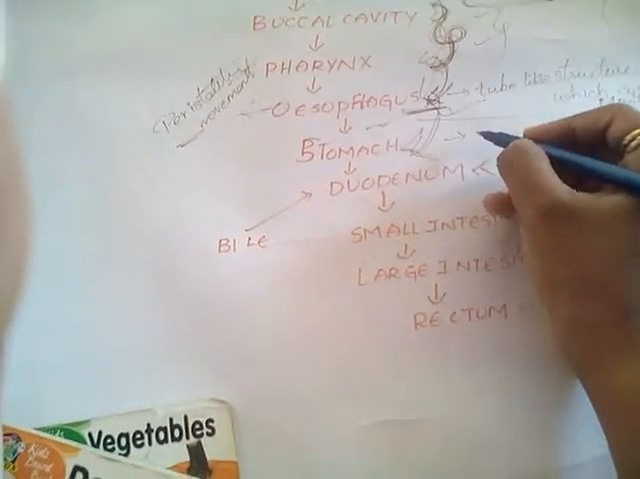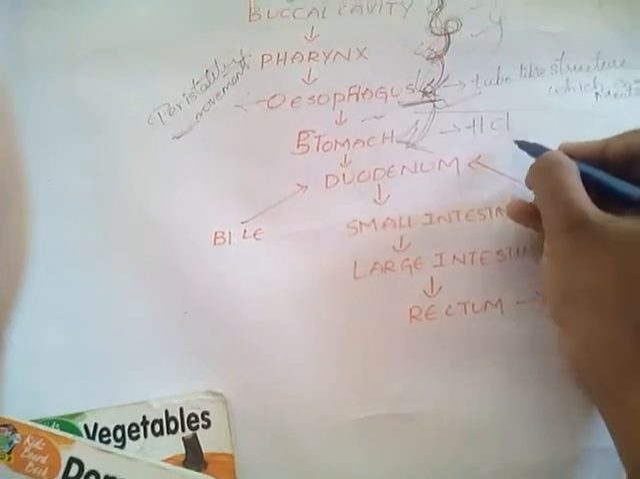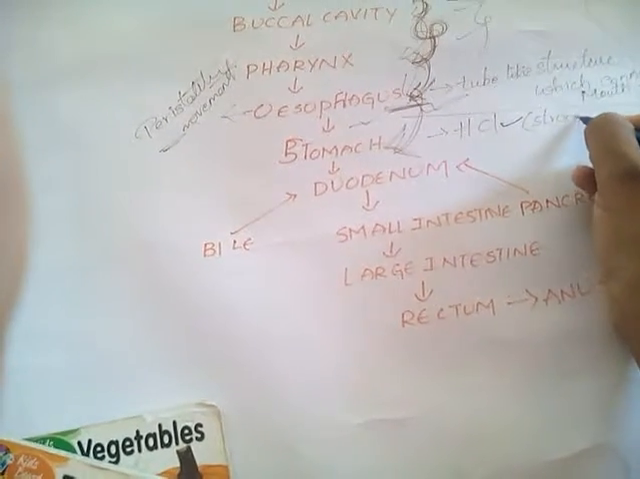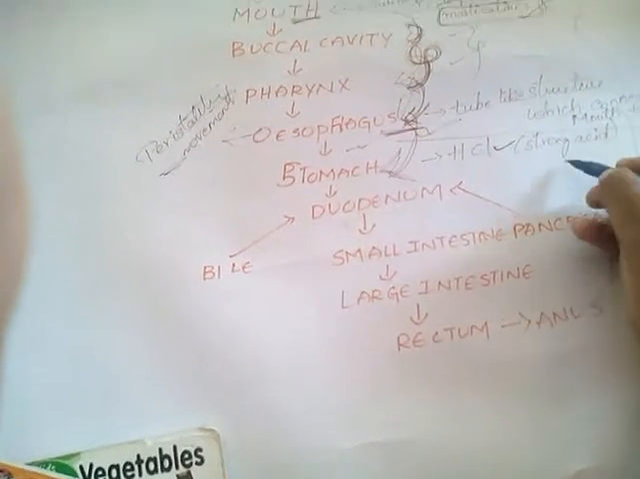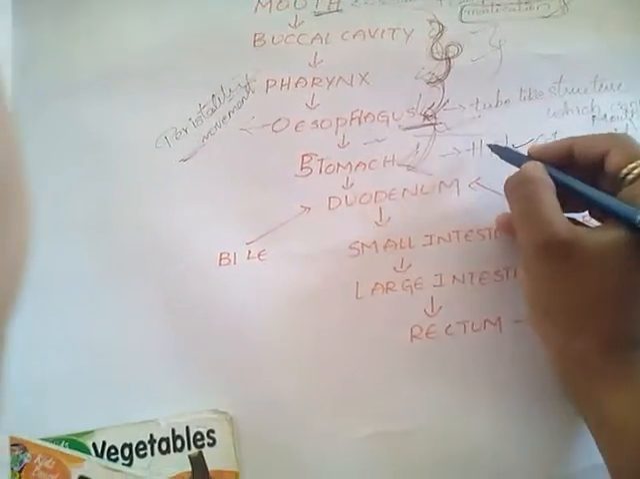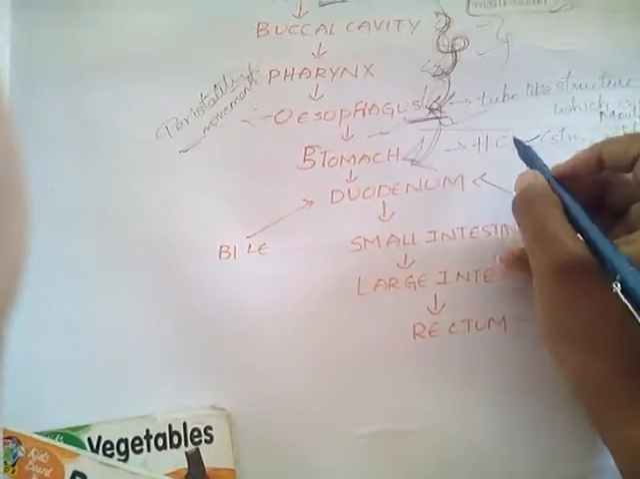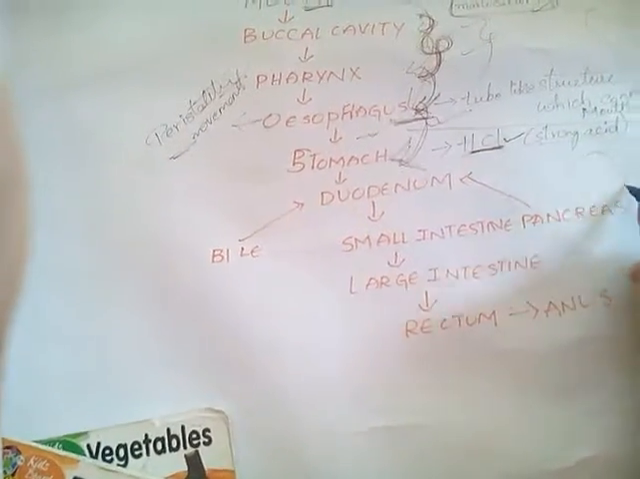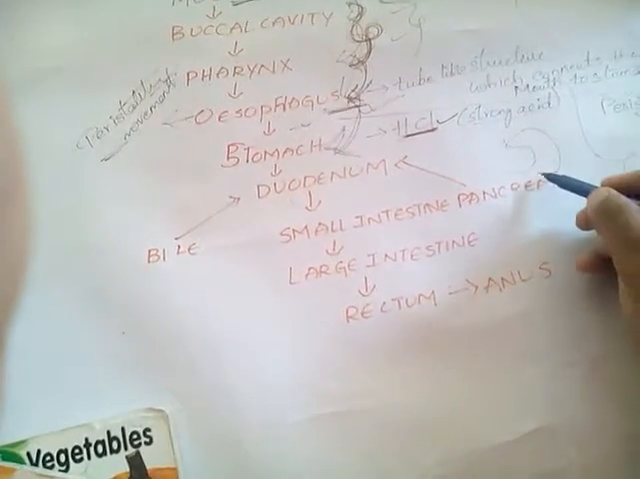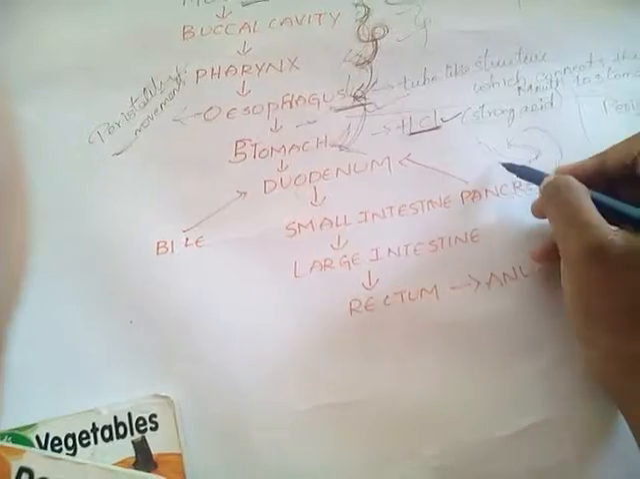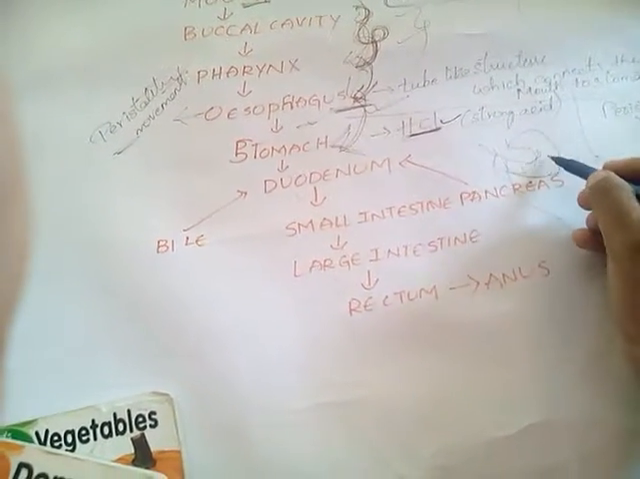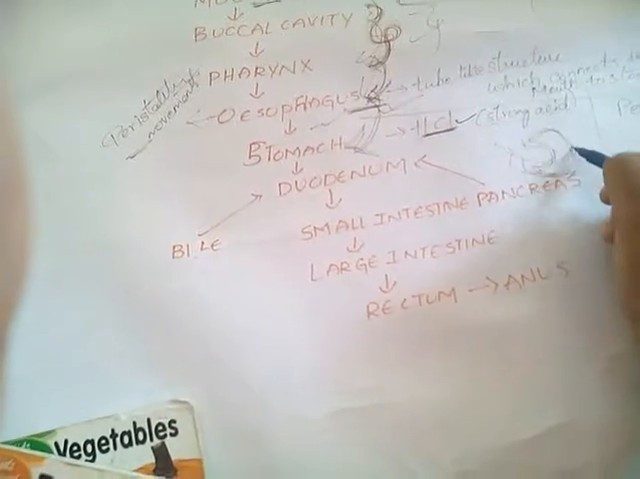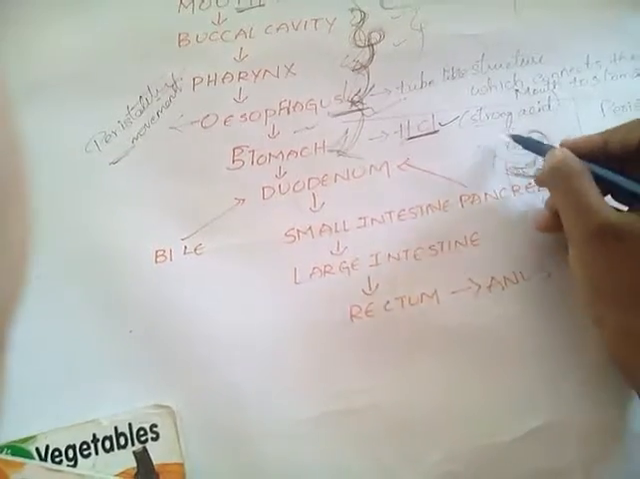In the stomach, there is an acid, that is HCl acid. This HCl acid in the stomach is a very strong acid. You may have a doubt how the stomach is protected from this very strong acid. The stomach is protected by a layer called mucus, which protects the stomach from the strong acid.